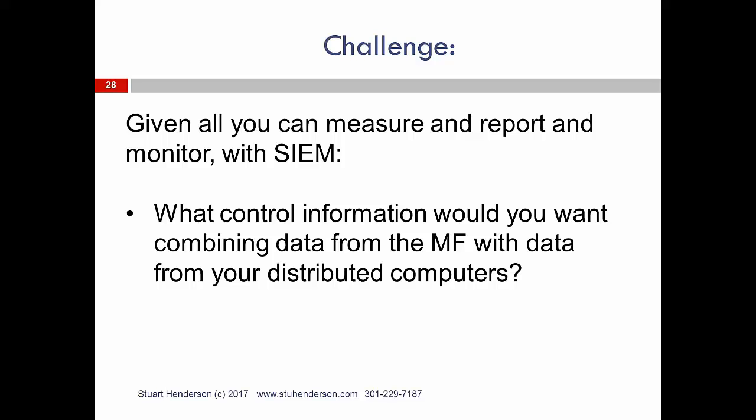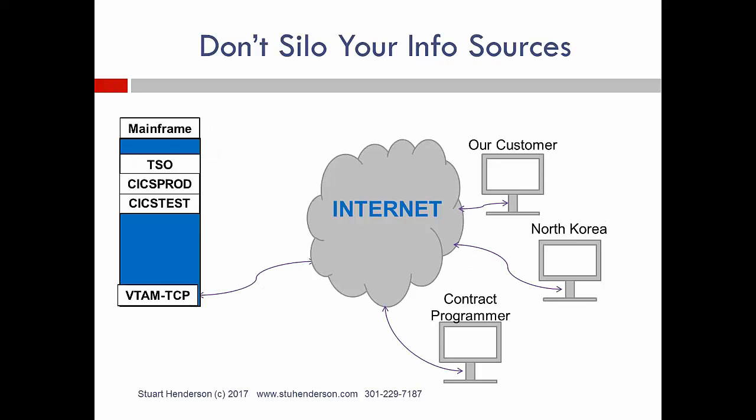So here's a challenge for you, just to think about this with a mainframe. Given all the different things you can measure and report and monitor, and there's a lot of creativity you can provide to develop more things to measure, report, and monitor, here's the challenge. What control information would you want that makes use of combining data from the mainframe with data from your distributed computers? That is, if you take the SMF log and the other log files on the mainframe, and you could somehow connect and correlate this with the log files from your distributed computers, what sort of information could you pull from this, and how could you take advantage of it? How could you make this be useful information? You don't want to silo your information sources.